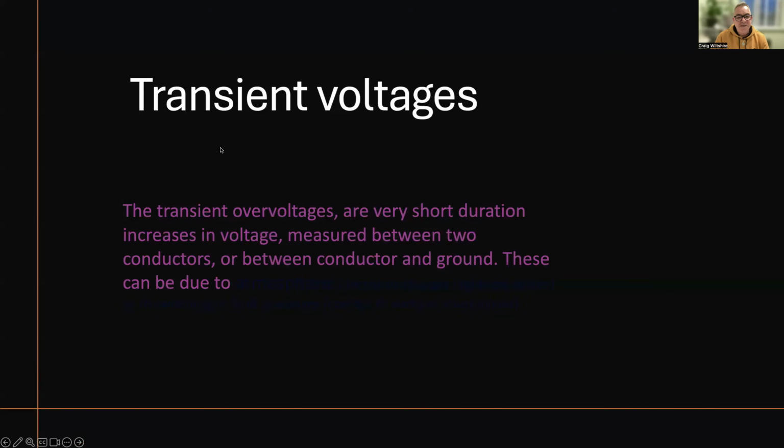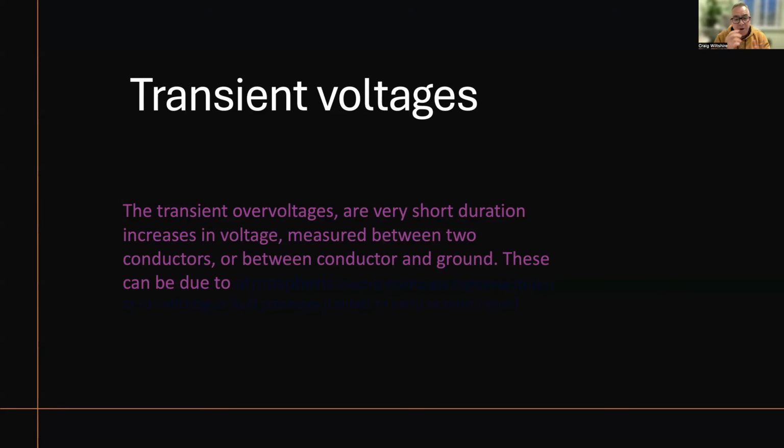So the first one is transient voltage. What is a transient voltage? The transient over voltage are very short durations, increases in voltage, measured between two conductors or between a conductor and ground. In a nutshell, guys, a transient voltage is a short, unwanted spike in voltage. It's not a surge. Don't get confused between a voltage surge and a transient voltage.